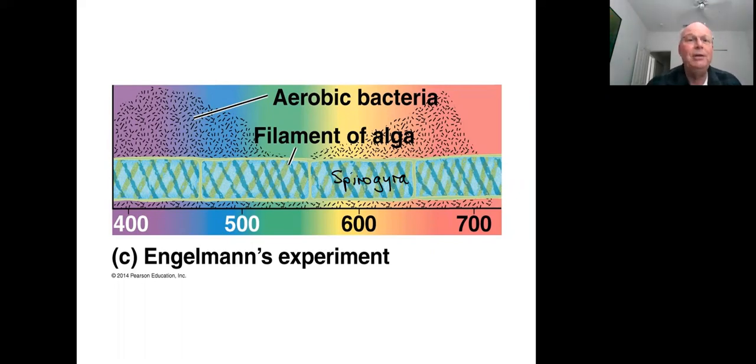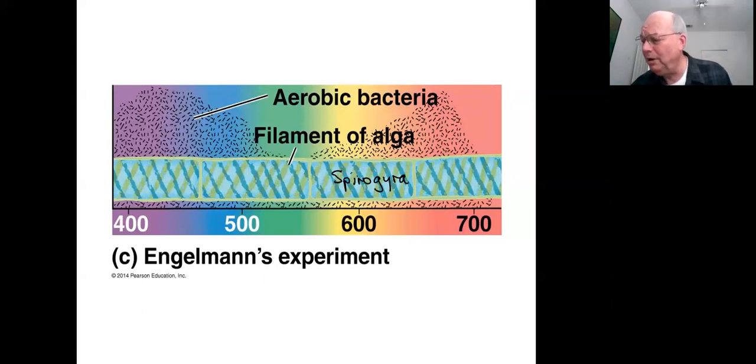And I can demonstrate where that oxygen is being produced by using aerobic bacteria, because aerobic bacteria will always move to where there are high levels of oxygen. So he introduced aerobic bacteria into his experimental chamber and watched to see where they accumulated. And they accumulated in the purple-violet portion of the spectrum and in the red and yellow portion of the spectrum, and essentially avoided the green end of the spectrum.